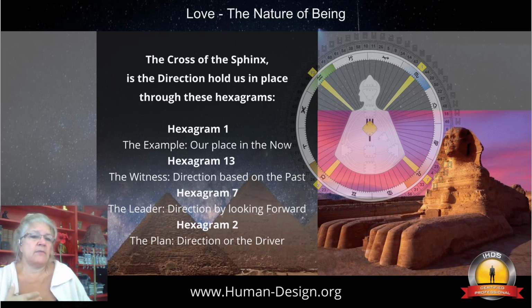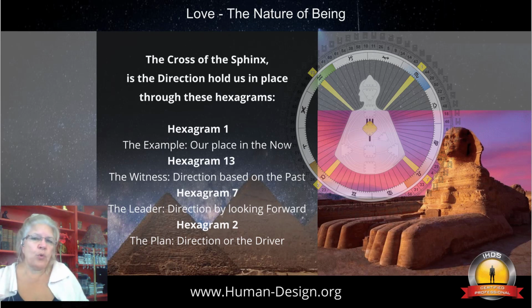We all have all the gates of the G center. So we have hexagram 1, which is the example, which is our place in the now. And gate 13, which is the witness, direction that is based on the past. Where have I been? And gate 7, hexagram 7, the leader, which is direction by looking forward.